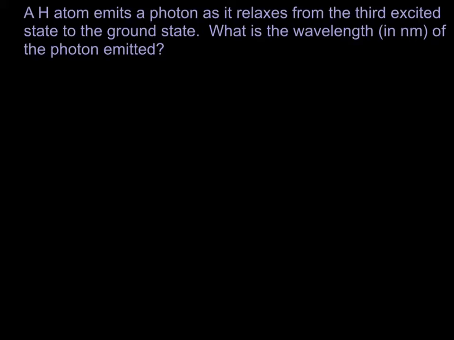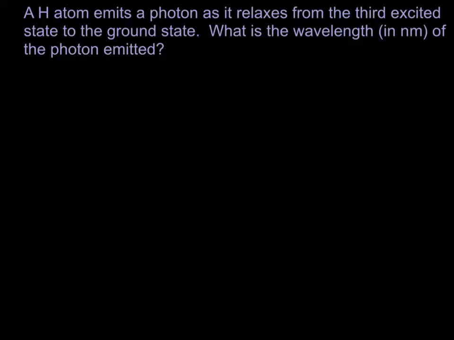All right, so let's do a little spectroscopy problem here. What we have is a hydrogen atom that emits a photon as it relaxes from the third excited state to the ground state. And we want to figure out the wavelength, in nanometers, of the photon that is emitted. There are quite a few things going on in this problem, and I think we should start by drawing an energy state diagram showing this transition so we can basically draw what we're doing.